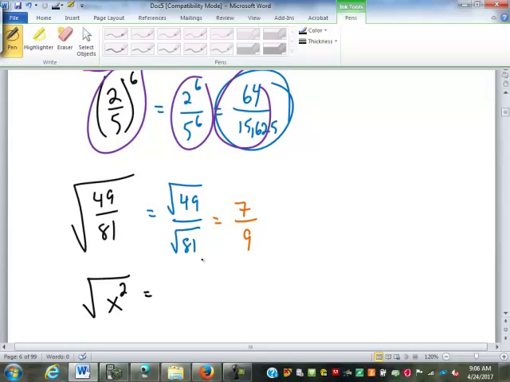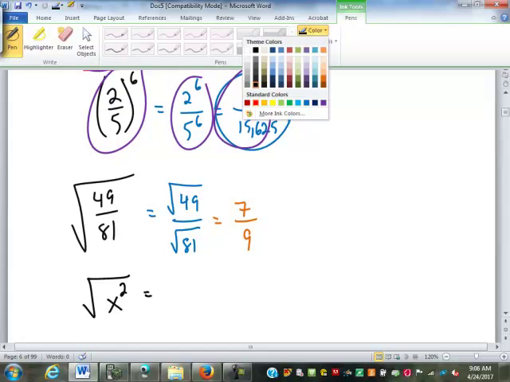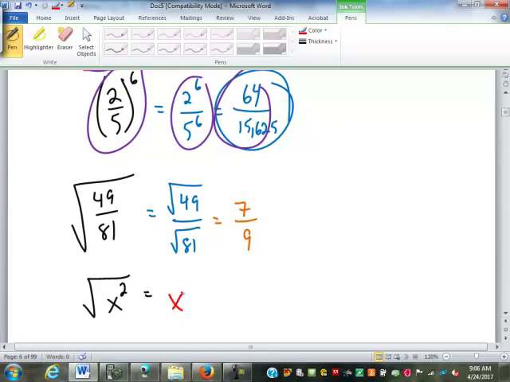What's the square root of x squared? X, right? Squared and square root reverse each other. So it just cancels out and we get just x.